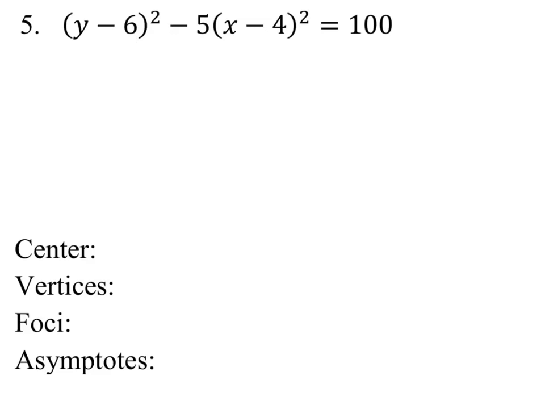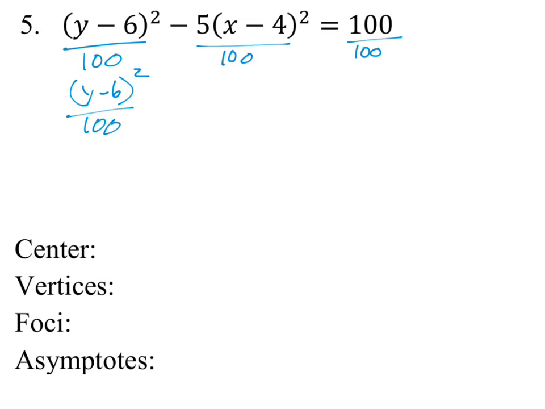So on 5, you need to get the center, the vertices, the foci, and the asymptotes, just like that one we did on the notes. It's got a lot of things you need to get, so it's going to take a bit. But first things first, it needs to equal 1. So let's divide everything by 100, which will give us y minus 6 squared over 100, and then minus 5 out of 100 is 1 over 20, and it's going to equal 1.